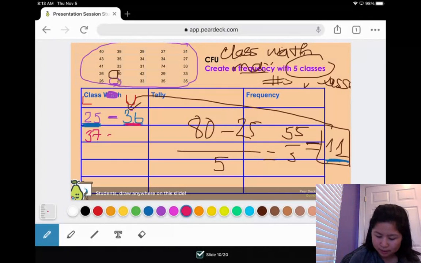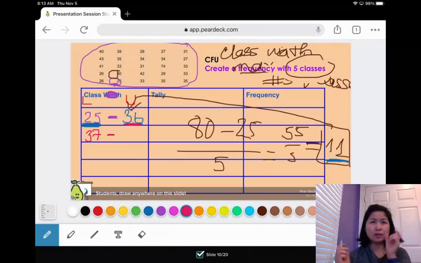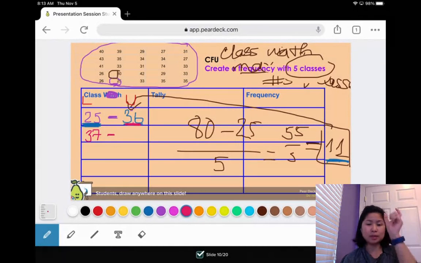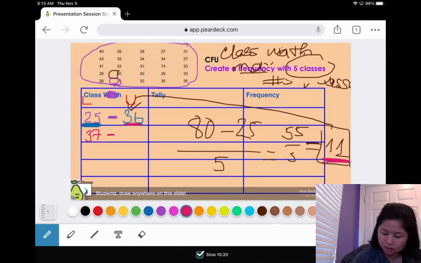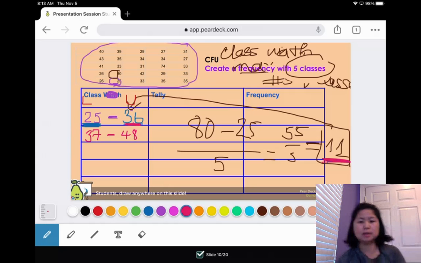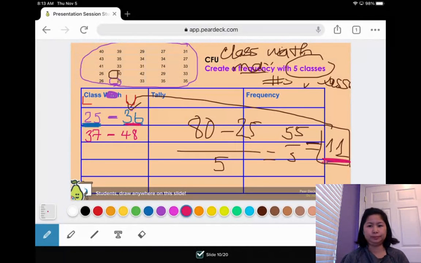So I got 37. I know the difference. So 37 is my lower limit. I want to get to the upper limit. What I would do is I'm going to add my class width, which is 11. So 37 plus 11, that gives me 48. How we do? Still with me? Yeah?